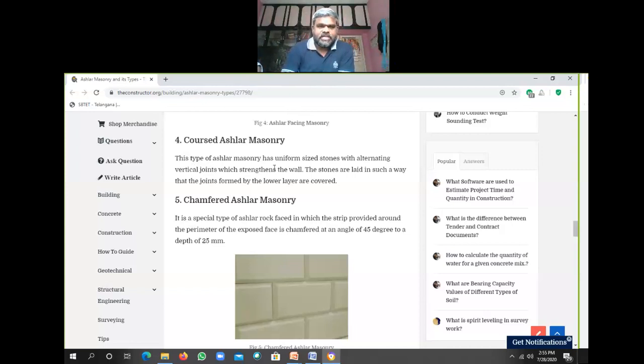This type of ashlar masonry has uniform sized stones with alternating vertical joints, which strengthens the wall. The stones are laid in such a way that the joints formed by the lower layers are covered.